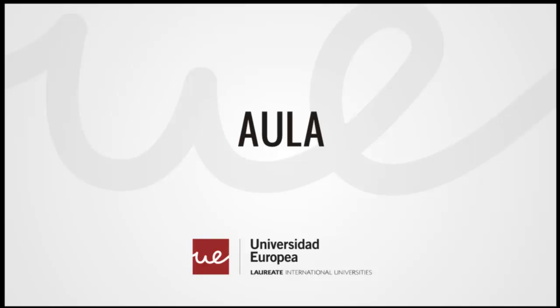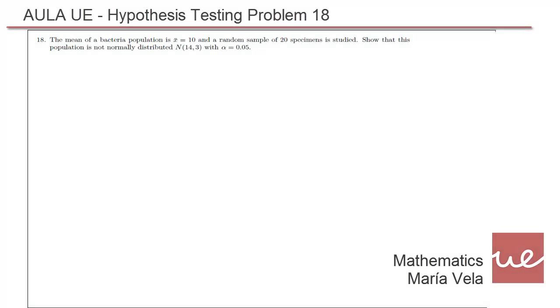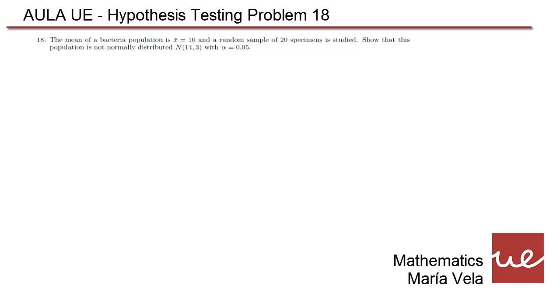Let's suppose that we want to solve the following problem. The mean of a bacteria population is x bar equals 10 and a random sample of 20 specimens is studied. Show that this population is not normally distributed with parameters 14, 3, with alpha equals 0.05.